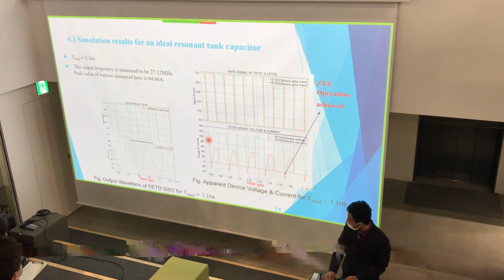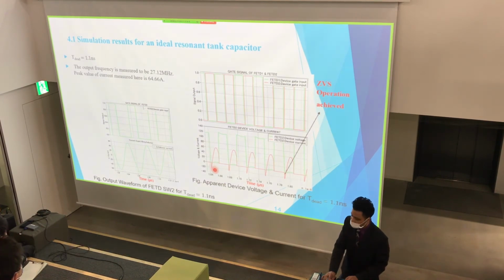when the voltage becomes 0. This is because the magnetizing current in the resonant tank flows during this dead time, and it's always in the opposite direction until the polarity changes. So we get a negative value, and then we have 0 volt switching, and the frequency was measured to be 27.12 megahertz, and the current is 64.66 ampere.